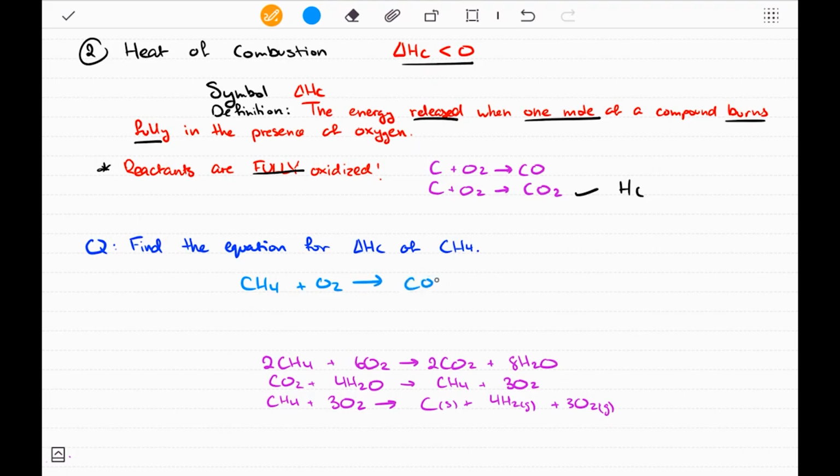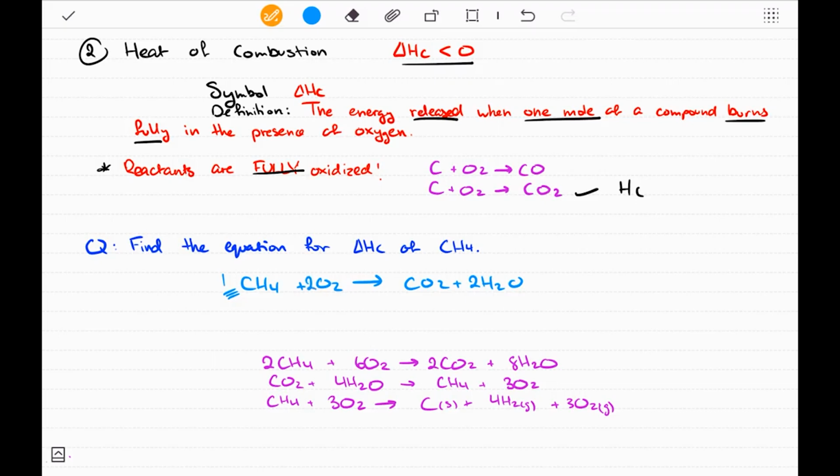And now it's just a matter of balancing. The one thing you should remember is that when you're done balancing, this should always remain 1. This cannot be more than 1. The definition of heat of combustion is that 1 mole of the compound burns. So if we balance for C, it's balanced. If we balance for hydrogen, we put 2 water here. And if we balance for oxygen, we just put 2 oxygen here. And I'm pretty sure that's the correct answer.